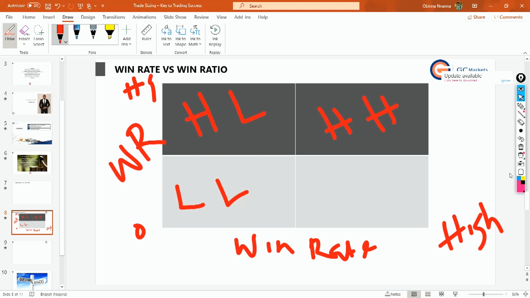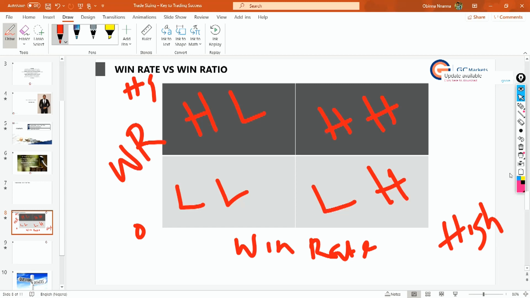Now you're wondering what exactly is being talked about here, right? Win rate is just in terms of how many you win on average. So if you take 10 trades, let me use a sample size of 10 trades, how many do you win? If you win 10 trades, you have a 100% win rate. Now we know we don't really have a 100% win rate in the long run.